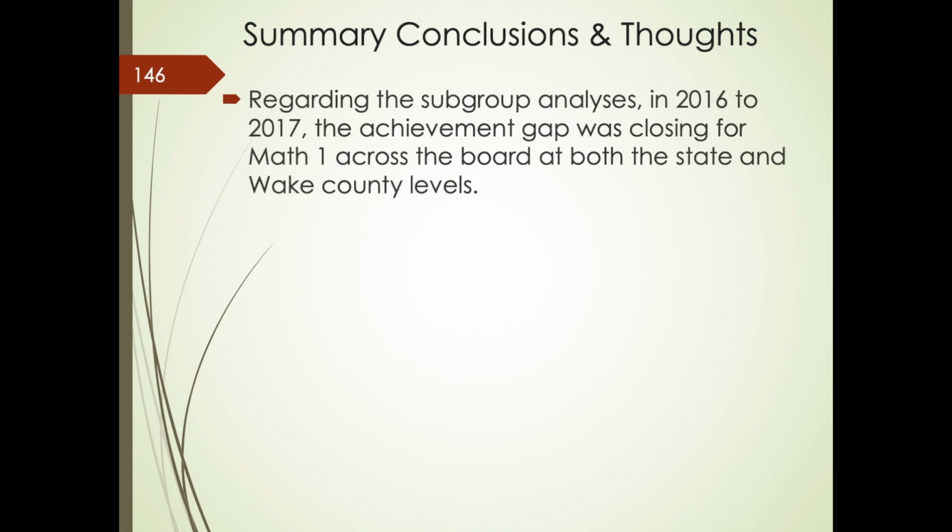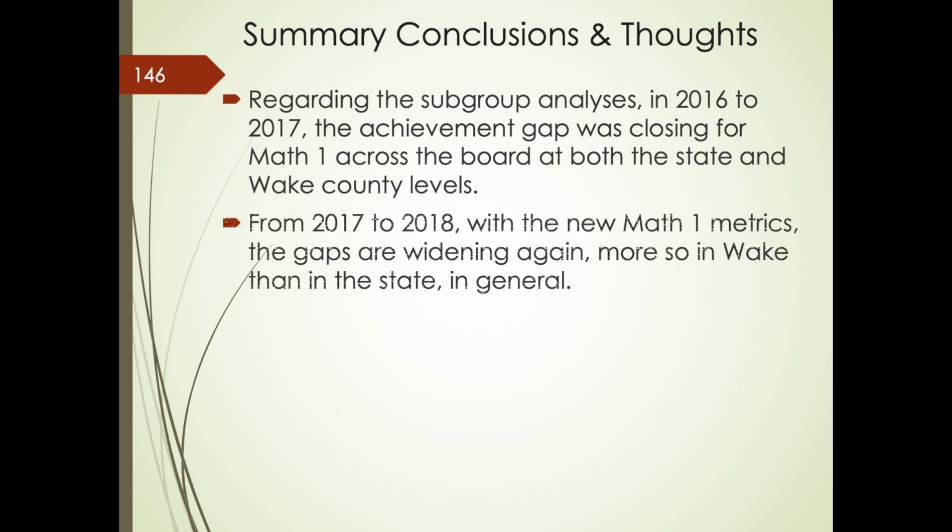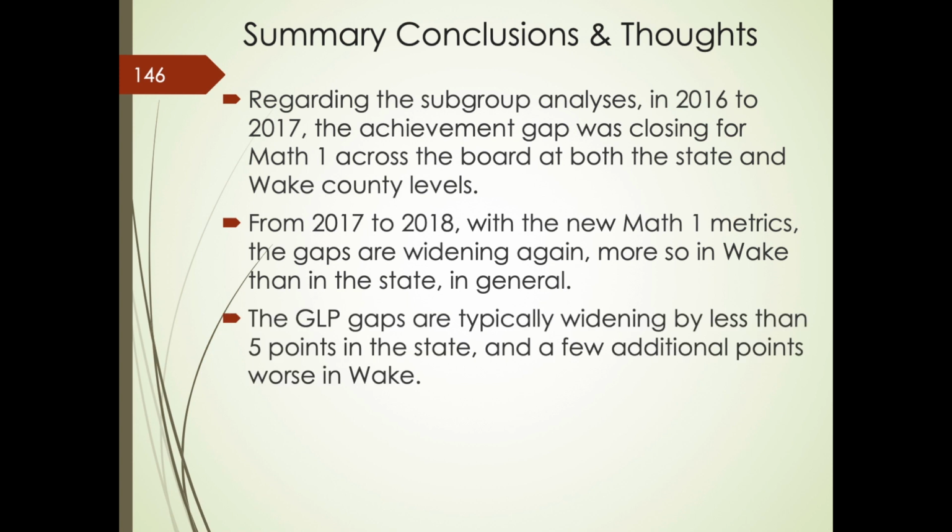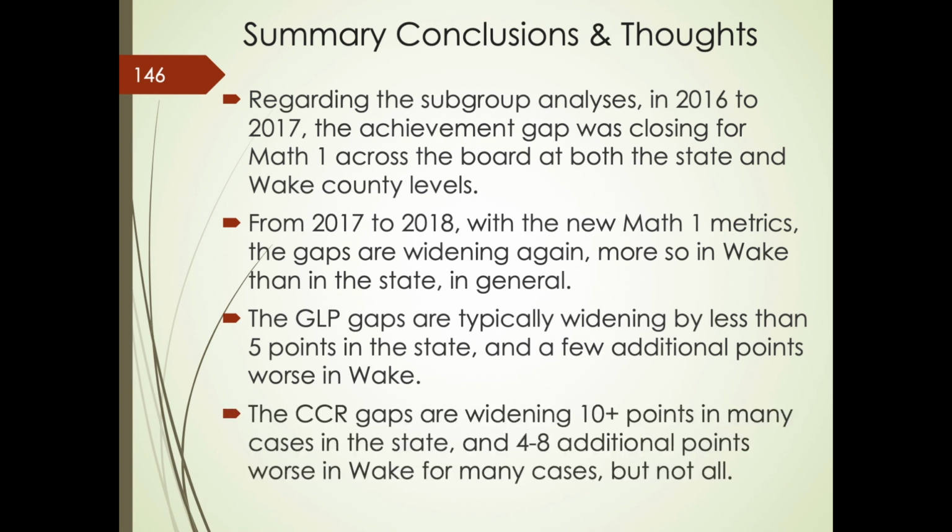Regarding the subgroup analysis, in 2016 to 17 the achievement gap was closing for Math 1 across the board at both the state and Wake County levels. But from 2017 to 18, with the new Math 1 metrics, the gaps are widening again, more so in Wake than in the state in general. The GLP gaps are typically widening by less than 5 points in the state and a few additional points worse in Wake County. And then the CCR gaps, they're widening by 10 plus points in many cases in the state, and an additional 4 to 8 additional points worse in Wake County for many cases, but not all.